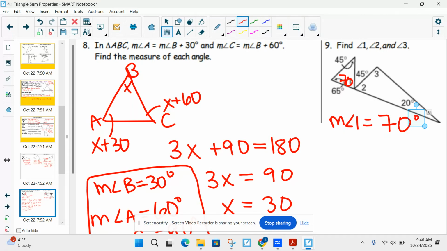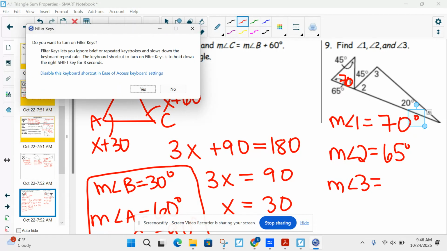Okay, so if that's 70, what's the measure of angle 2? Gabby? You said 75? You sure about that? It'd be 65. Because if this is 45 and 65 and that's 70, then angle 2 would have to be 65 too. So you got 70. And then the measure of angle 3. Raylan? 105. Are you sure about that? So that'd be 95. Never mind. Yeah, 95.